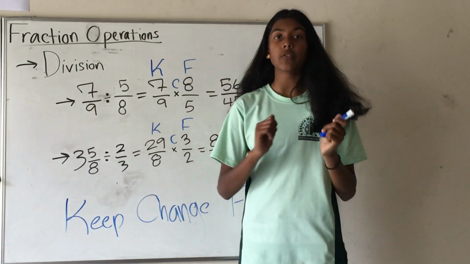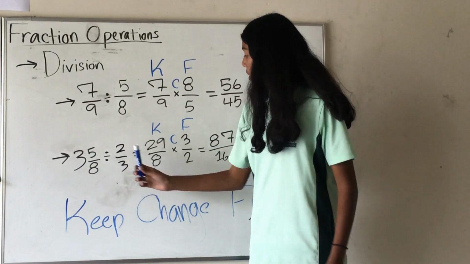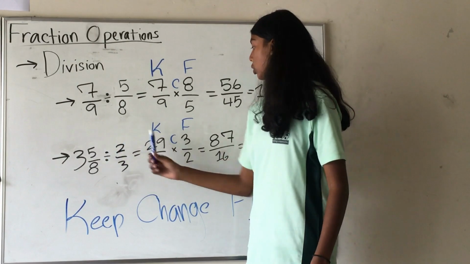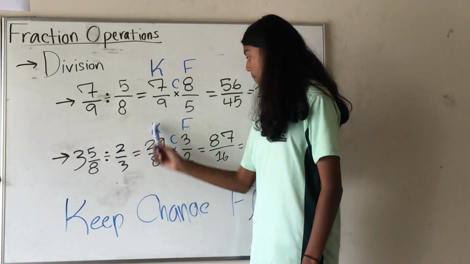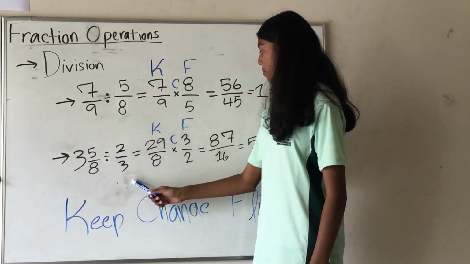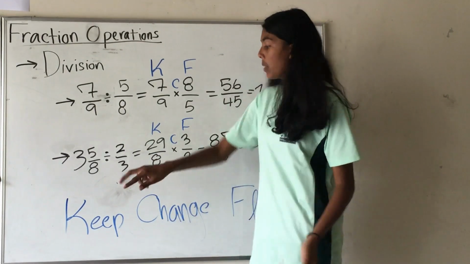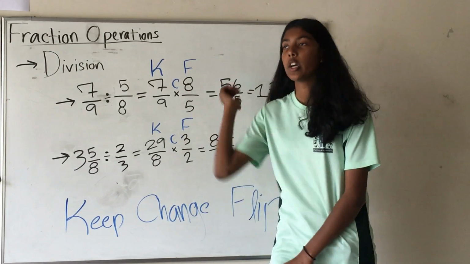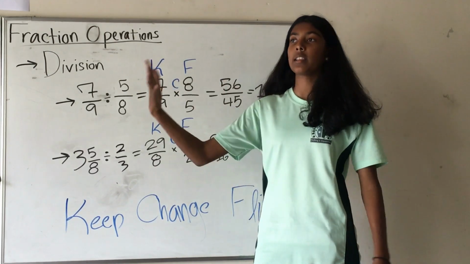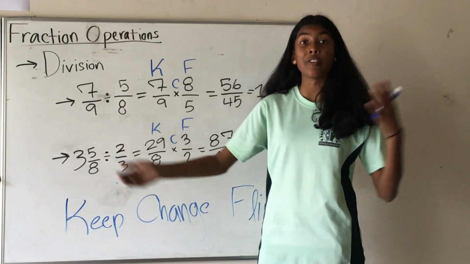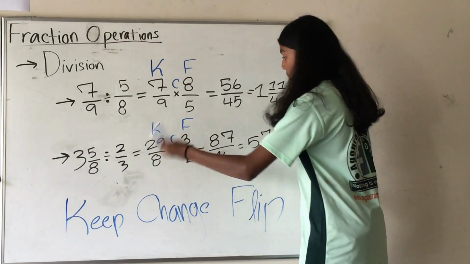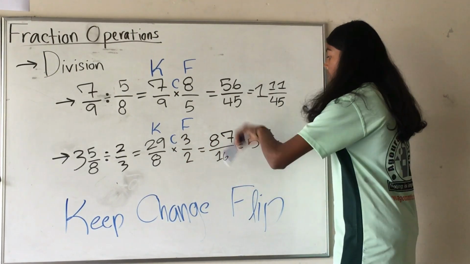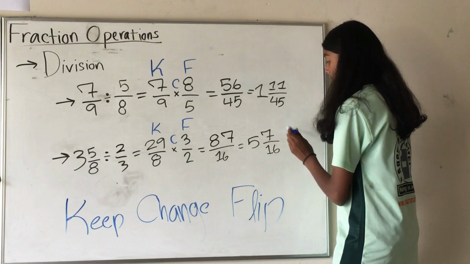Now let's do a mixed fraction. 3 5/8. We're gonna rewrite this as 29/8. So we're gonna keep this, change this, flip this. And when I say flip, we're just flipping the numerator and denominator. So 1/2 would become 2. 7/8 would be 8/7. 2/5 would become 5/2. And then when you do normal multiplication, 29 times 3 is 87. 8 times 2 is 16. Converting back, we get 5 and 7/16.